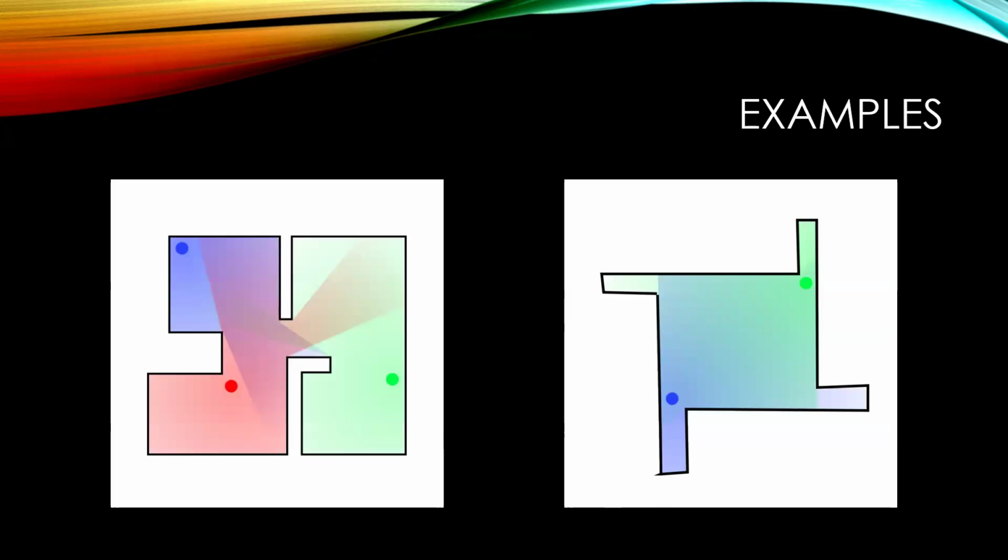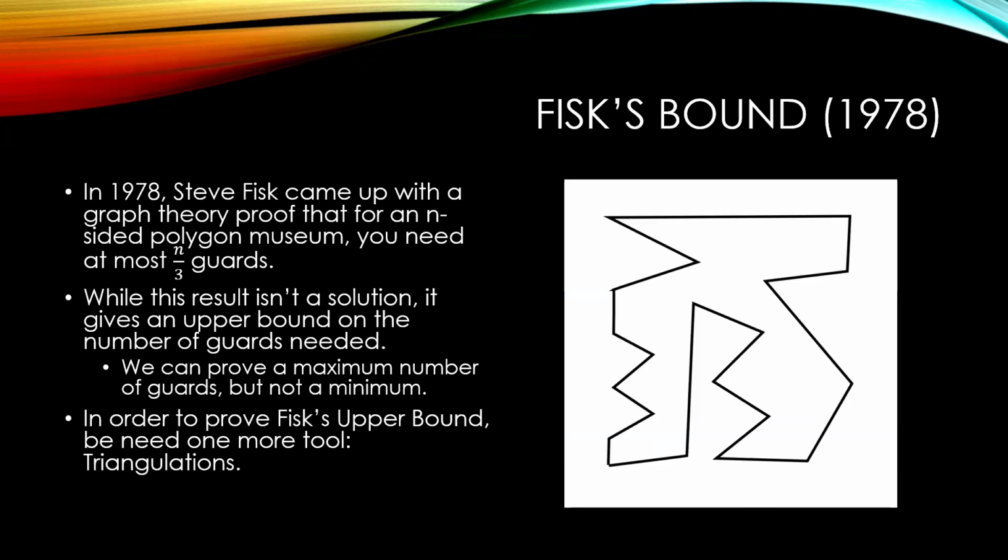Well, it turns out for the first one, you would need 3 guards. For the second one, you would only need 2. Now the question becomes, how can we figure this out? There isn't a good general strategy, but what we do have is some bounds. And so Fisk's bound is an upper bound for the number of guards you would need.